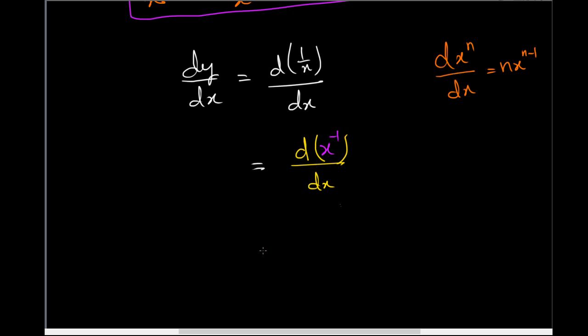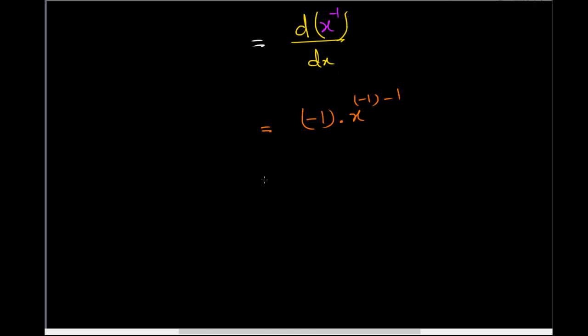So we can apply the same formula and say that the derivative of x to the -1 will be -1 times x to the n minus 1, but n is -1, so x to the -1 minus 1. We replace n by -1 here. Now when we simplify this, it will be -1 times x to the -1 minus 1, which is simply -2.